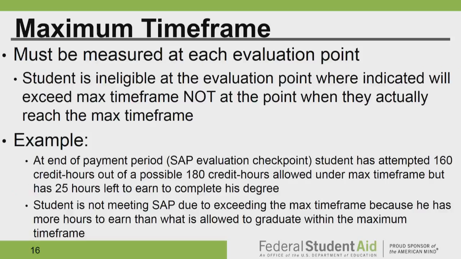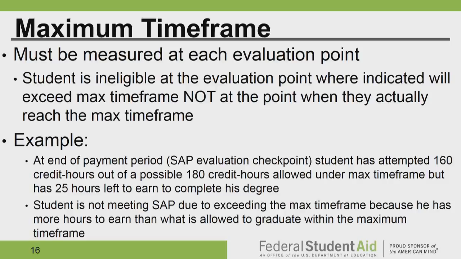We want to remind you that every time you're doing a SAP check for federal student aid purposes, you need to include that maximum time frame review. So the student is ineligible at the point where it's clear they will not meet the maximum time frame, not when they actually meet it. And we give you an example of that here because this does cause a little bit of confusion.